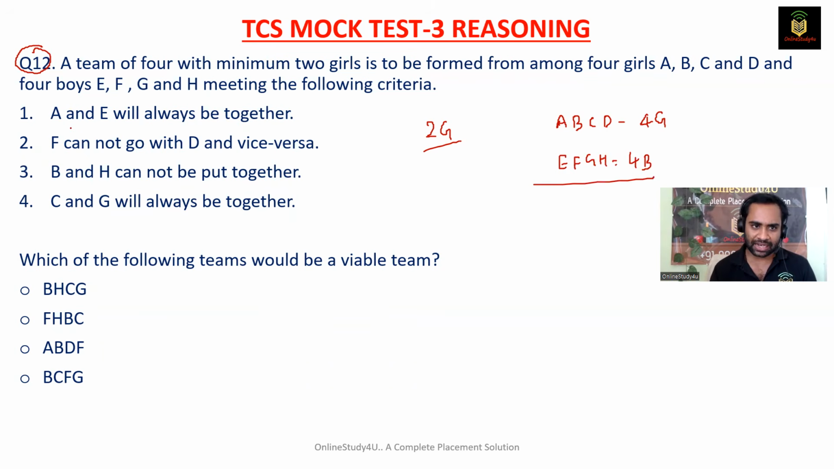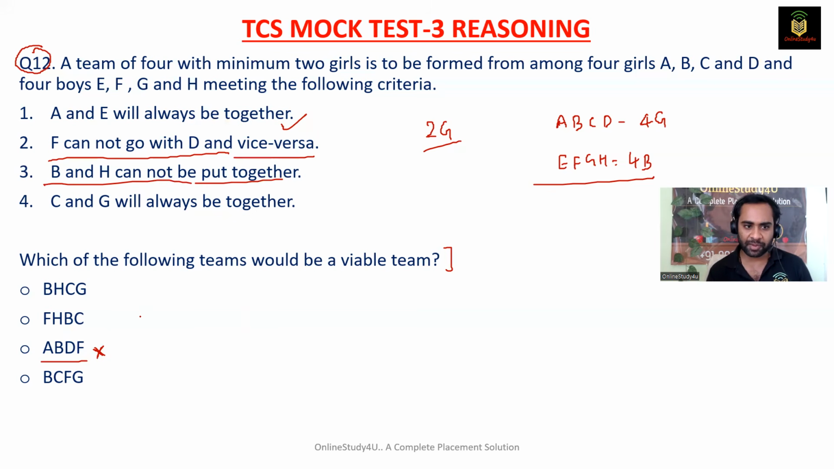Now, what they're telling is, A and E will always be together. So now you see, A and E will always be together. In option C, with A, E is not there. So, which of the following teams will be a viable team? So option C went off. F cannot go with D, and vice versa. So anywhere F is going with D, no. In this option it was going, so it is eliminated.